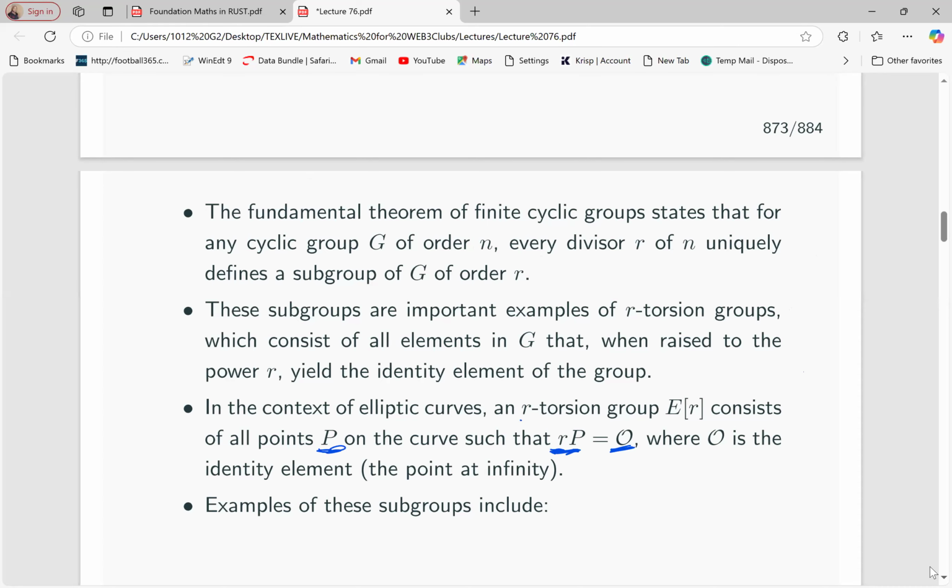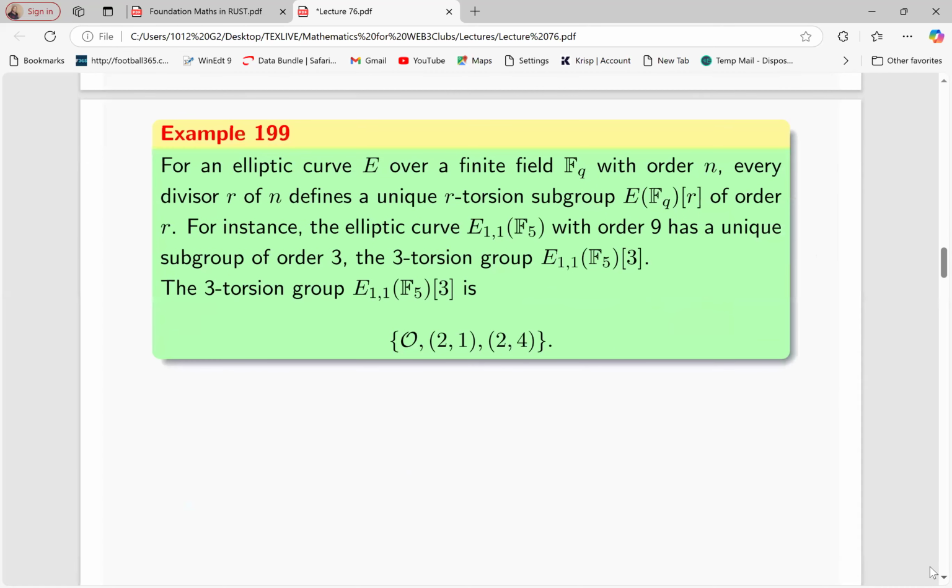Let's look at examples, and I'll do this example using Rust code. Of course, we can do it physically, but let's try and do it using Rust code. Now, you're given an elliptic curve E over a finite field with the order N. This is still a definition of torsion: every divisor R of N defines a unique R torsion subgroup, a unique R torsion group of order R. This is just a repetition of what I've said above.